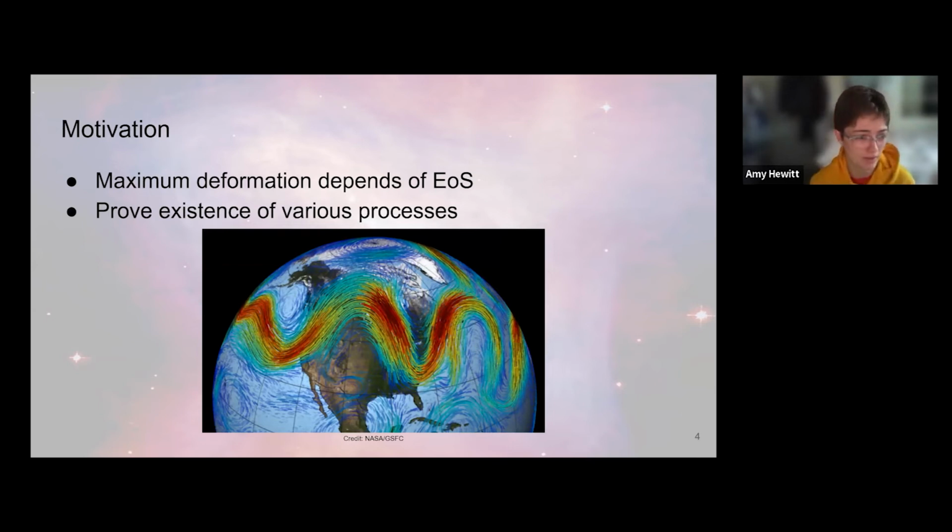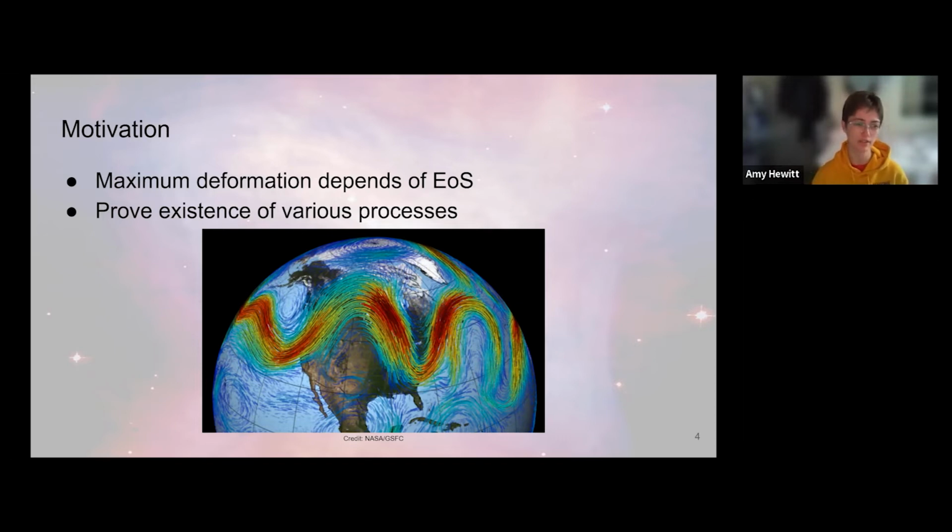So why would we really care about seeing gravitational waves from pulsars? Well, like I said before, we don't know the equation of state of the pulsar. We've got a few options, and different equations of state give us different upper limits on the deformation that would be allowed. And so if we were able to observe gravitational waves and use those to constrain the deformations we see, that would help us to constrain the equation of state.